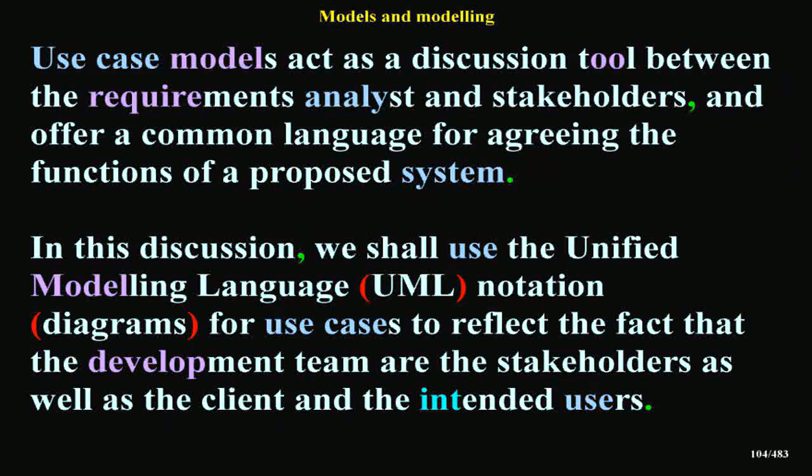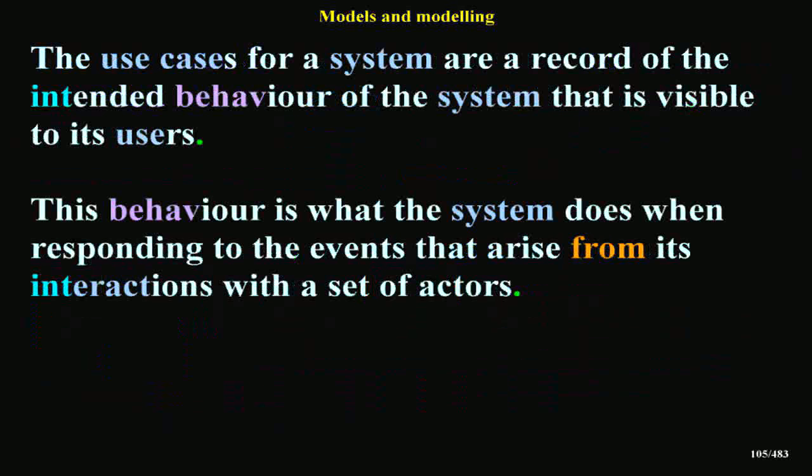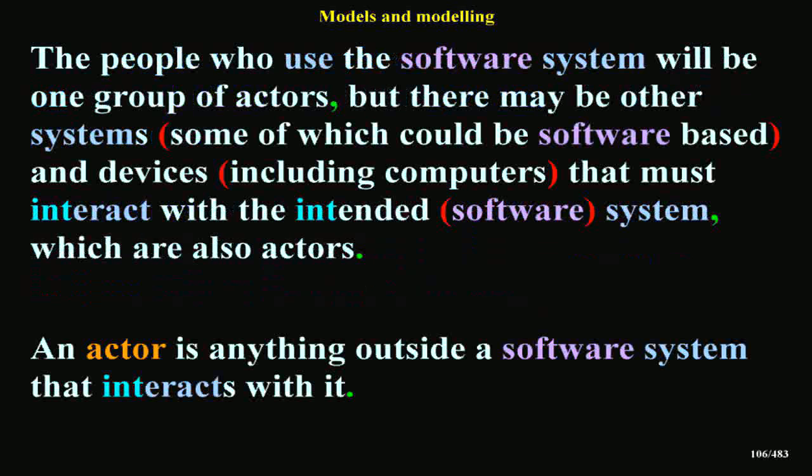In this discussion, we shall use the Unified Modeling Language (UML) notation diagrams for use cases to reflect the fact that the development team are the stakeholders as well as the client and the intended users. The use cases for a system are a record of the intended behavior of the system that is visible to its users. This behavior is what the system does when responding to the events that arise from its interactions with a set of actors. The people who use the software system will be one group of actors, but there may be other systems, some of which could be software-based, and devices including computers that must interact with the intended software system, which are also actors.